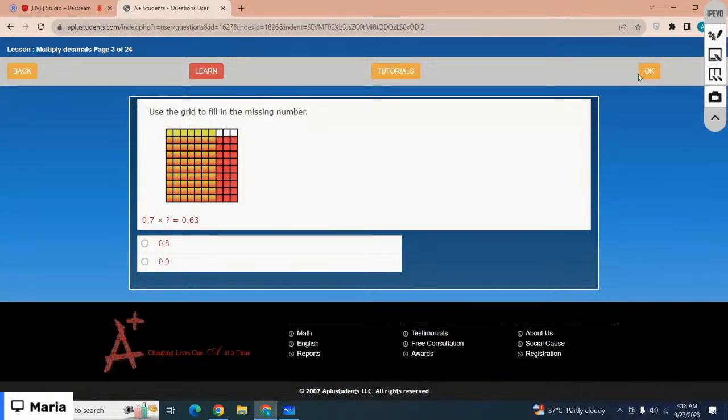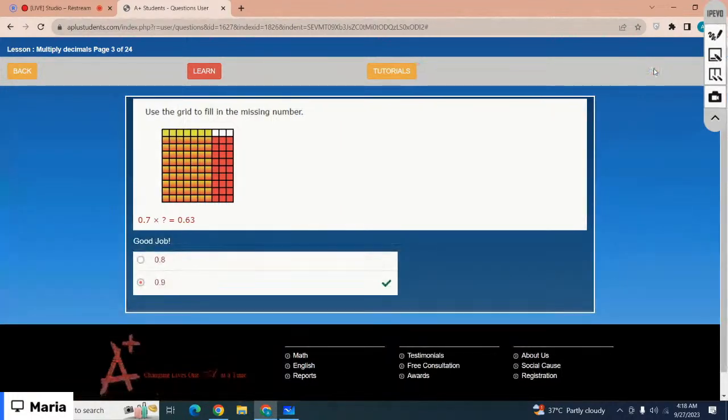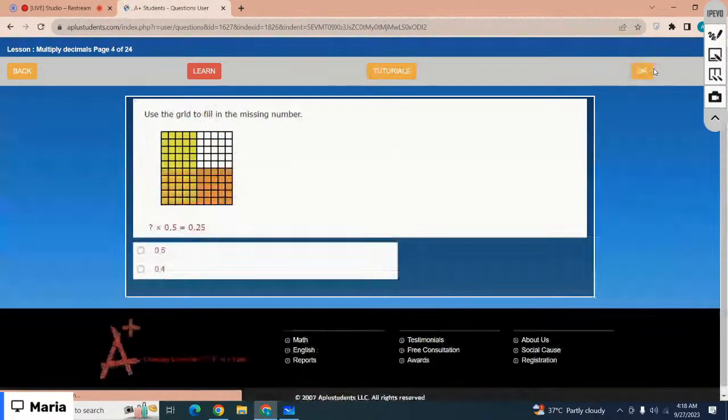Use the grid to find the missing number. So which number is missing? That is 0.7 times 0.9, right? You can count this one. This one is 9. So that is 0.7 times 0.9. That would be 0.63, right?